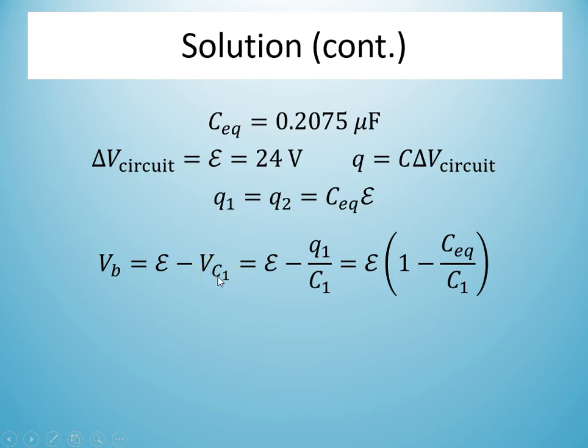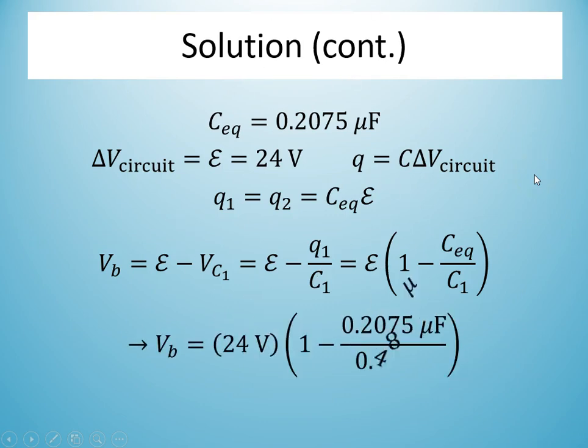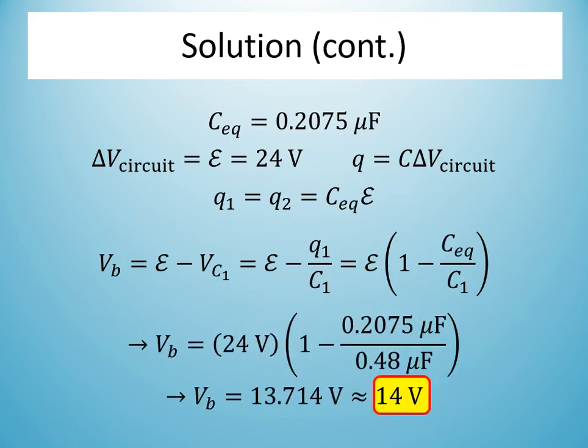What is that? Well, that's the charge on that divided by its capacitance. Well, I already have an expression for the charge on that. That's the equivalent capacitance times the battery voltage. So I plug in C_eq times script E right here, and I can factor out that script E. So that's exactly what I do. And we already know what the equivalent capacitance is. We know what C1 is. We're ready to plug in and be done with part B. So when we do that, we get 14 volts.